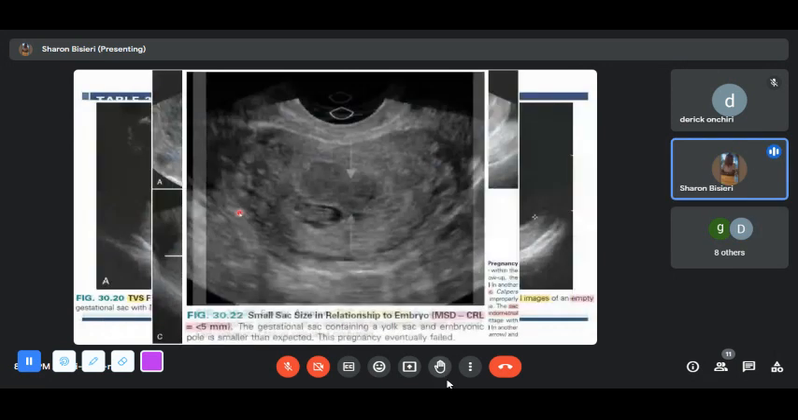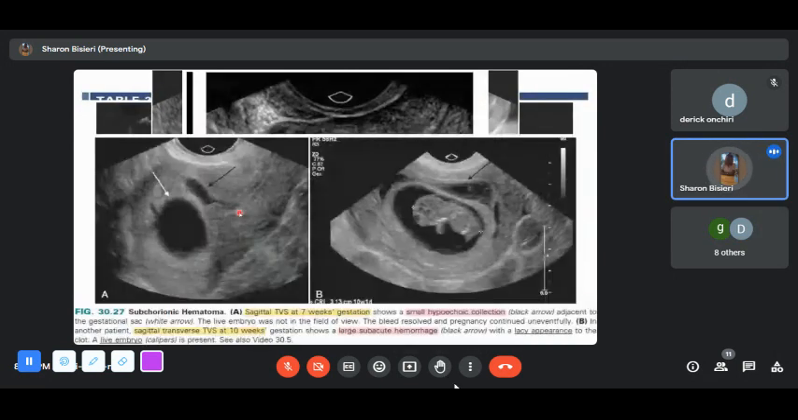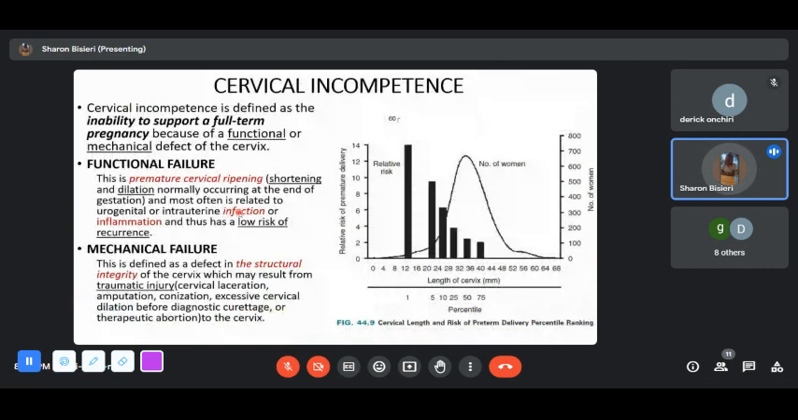All right, so next we'll go to cervical incompetence. By cervical incompetence, we are defining a cervix that is not able to carry a pregnancy to term. That can be as a result of two issues. It can be a functional defect or a mechanical defect. By functional, we mean that the cervix begins to ripen, and by ripening, we mean shortening and dilating before the fetus has reached term.